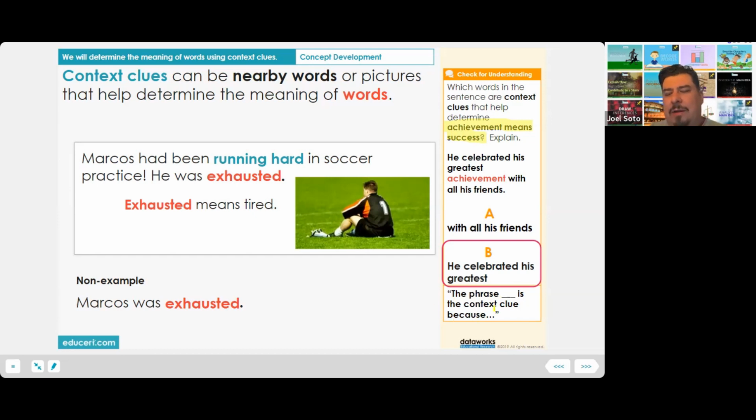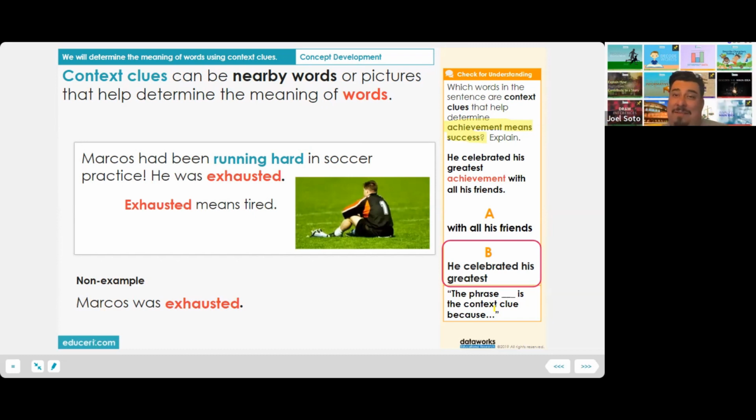So you have them pair share this answer. Then we call on the low performer, the guy who changed his answer, and we just call him out. We just say, hey, I saw that you have a different answer. I saw that you changed your answer. Can you share your answer with us? And a lot of times it's like, well, I thought when you have a lot of friends, that's really good, right? And then you can just be like, well, they're telling us achievement means success. So, he celebrated his greatest versus having a lot of friends.